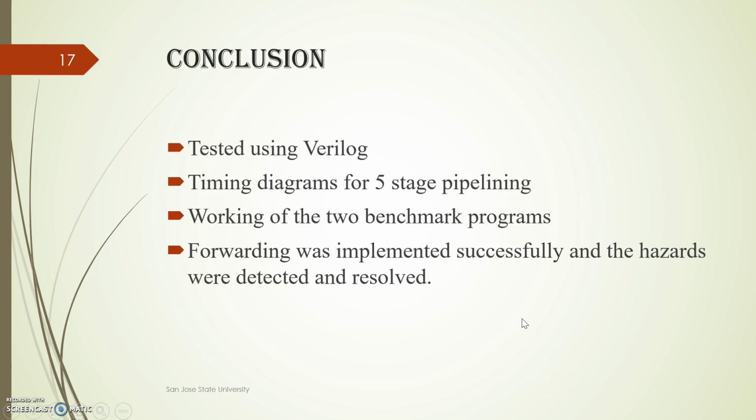Thus, we can see that Verilog was used to test the correctness of the Nios 2 processor using benchmark programs like dot product and factorial. So we can conclude that the testing was successfully done using Verilog. Timing diagrams for the 5-stage pipelining were simulated as well as studied. The working of the two benchmark programs was studied using Verilog. Forwarding was implemented successfully in the program, and the hazards, as explained, were detected and resolved in the project.